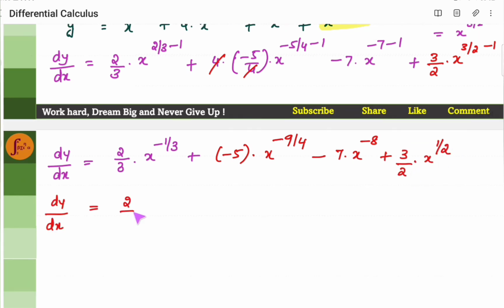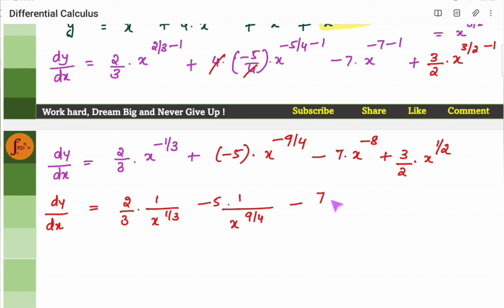So I have a negative power here. What I can do is I can push it down now. I can write it as 1 by x to the power 1 by 3. When I bring this x down, minus negative power will become positive, so it will become plus 1 by 3. This is minus 5. Again, there is a negative power, so let me get this x down, and negative power will become positive power. Minus 9 by 4 will become plus 9 by 4.